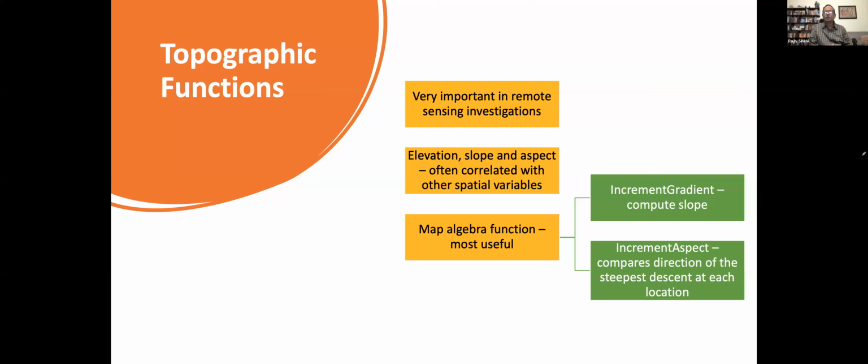Then there are topographic functions available, which are very important for remote sensing investigations. For example, elevation data, slope data, and aspect data, they are often correlated with other variables. For example, how the elevation data is related to, let's say, the vegetation distribution, how a slope is related to a landslide phenomena, for example.